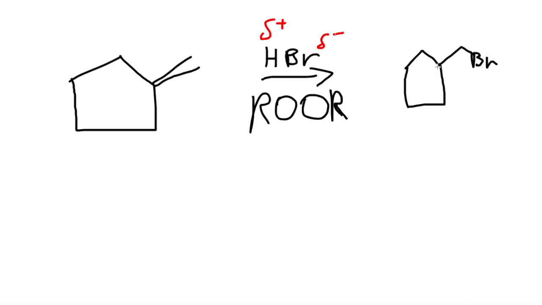Bromine. And we know that the hydrogen would go on the other carbon looking like this. But we usually don't write that. We already know that it's there. That's the final product. Next example.